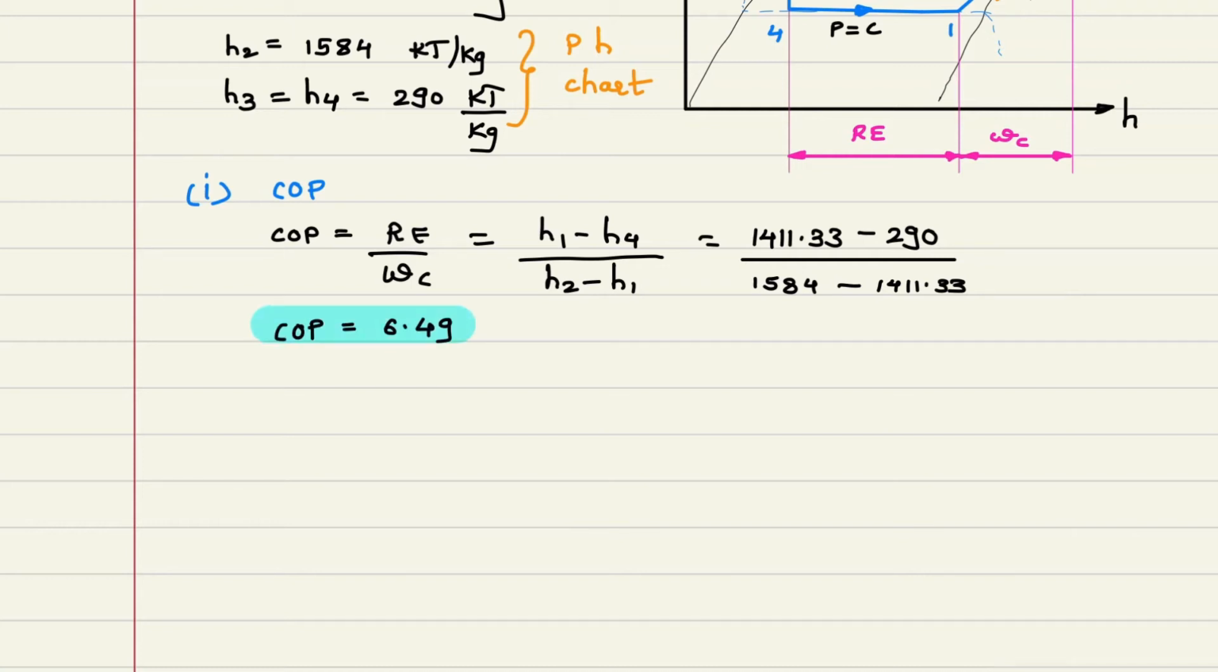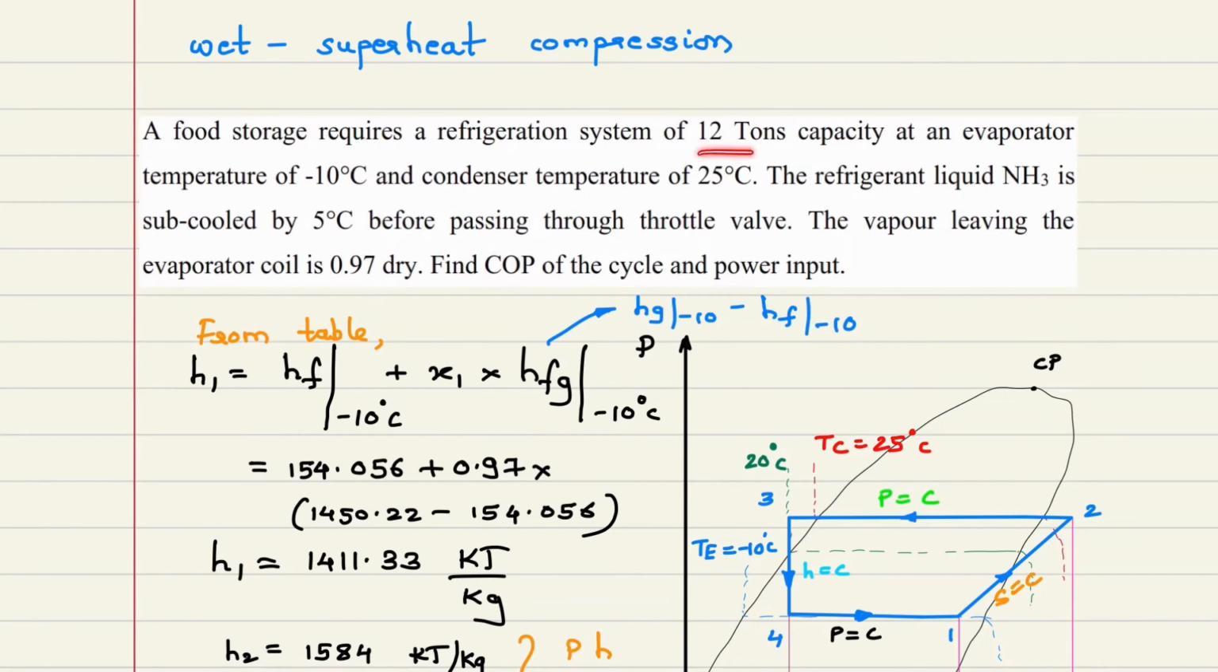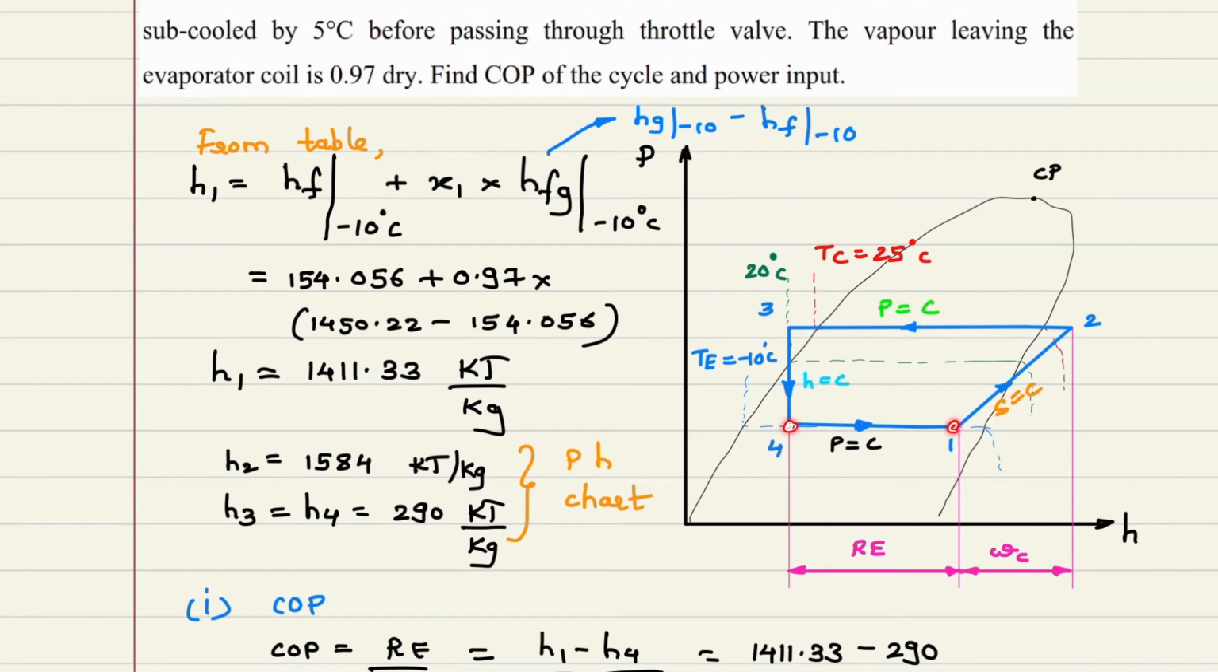This is the first answer. Now the second question: we have to calculate W dot C, the power. So what will be W dot C? W dot C is equal to mass flow rate of refrigerant into H2 minus H1. The mass flow rate of refrigerant is not known, so we will first calculate the mass flow rate, m dot R. How to calculate this? See the given data. Total TR is given. This heat is absorbed in the evaporator from 4 to 1.